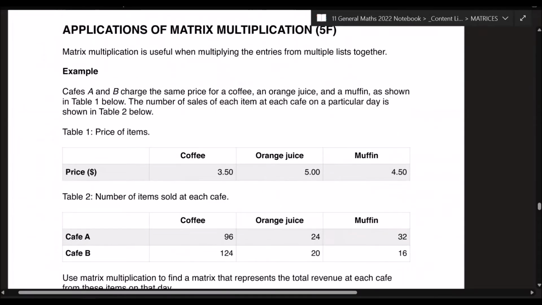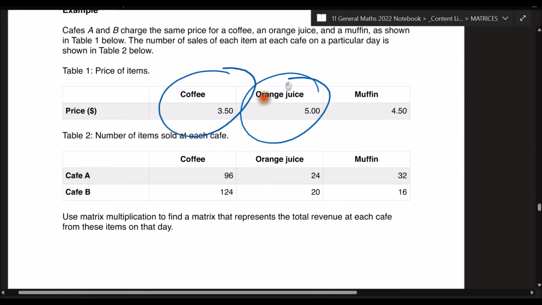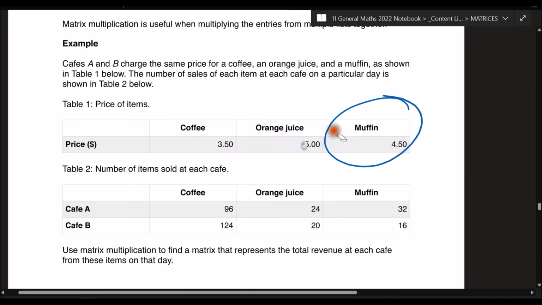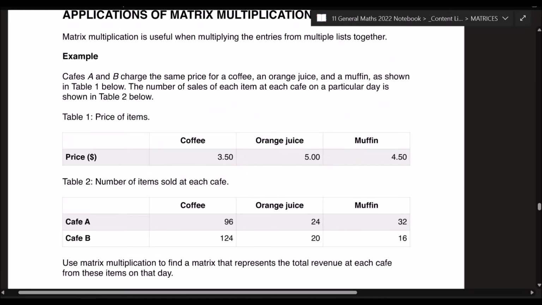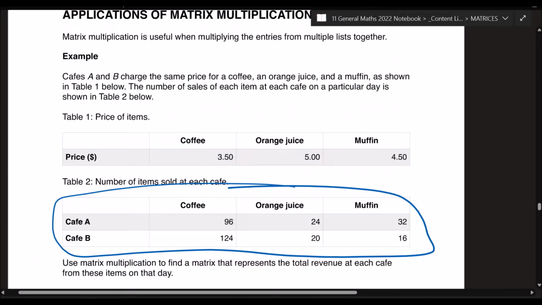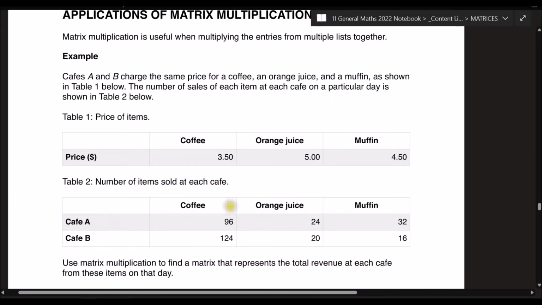All right, so here is an example. Cafe A and Cafe B charge the same price for coffee, orange juice, and a muffin as shown. So they've got the price for coffee, OJ, and muffin. Now the difference here, however, is that this information shows how much they would have sold on a particular day. For Cafe A, they sold this many coffees, this many OJs, and this many muffins. Cafe B had this many on that day.